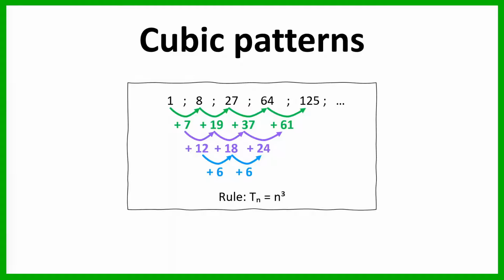So now we've learned about patterns that have a constant difference. We've learned about patterns that have a constant ratio. We've learned about patterns that have a constant second level of differences, which are our quadratic patterns. And we've learned about our cubic patterns, where the third level of differences is constant.